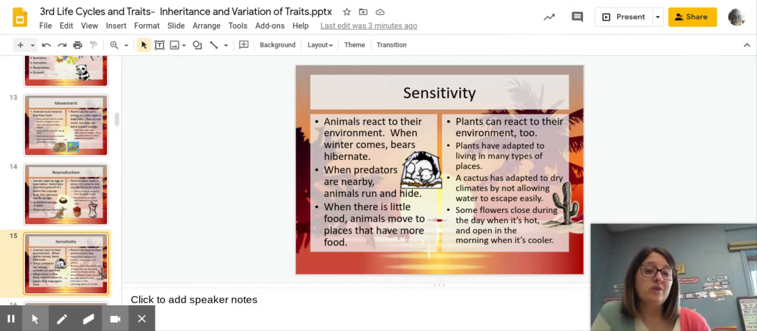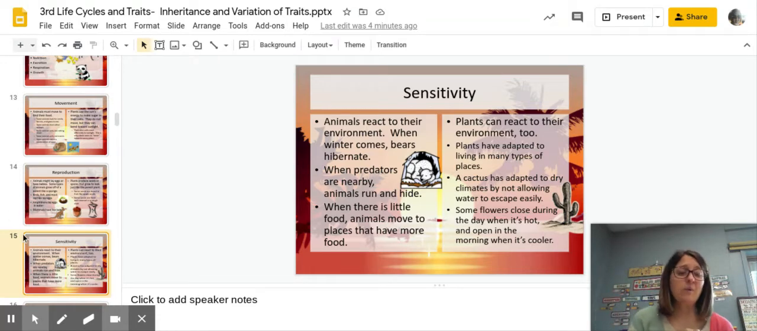Well, other animals are sensitive as well. Think about this. When winter comes, bears, they go hibernate. They know it's time to go hibernate. Or if an animal senses a predator nearby, it runs and hides away from the predator. If an animal is somewhere where there's not a lot of food, they don't just stay there and die. They go look for a place that has more food.